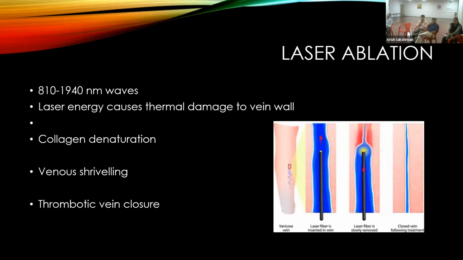So, in case of laser ablation, 810 to 1940 nanometer wavelengths are used. And the laser energy acts on the thermal dynamics of the venous wall, as sir has explained. It lyses the RBCs and the inner layer of the vein is damaged, which causes the closure of the vein. Collagen denaturation occurs, which leads to venous shriveling and finally closure of the varicose vein.